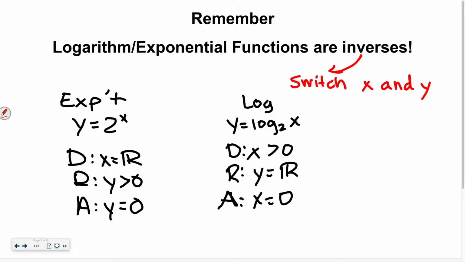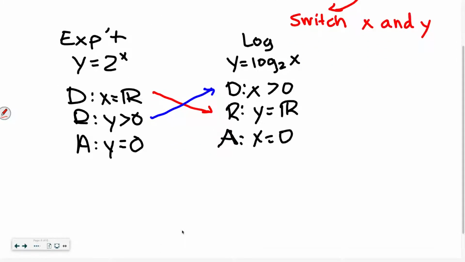So Elise was saying domain and range are really just flip-flopped, right? The domain becomes the range because all my x's became my y's. And the range of an exponential function switched over to be my domain because all my y's became my x's. And in terms of asymptote, instead of y equals, because I switched x and y, now it's x equals.